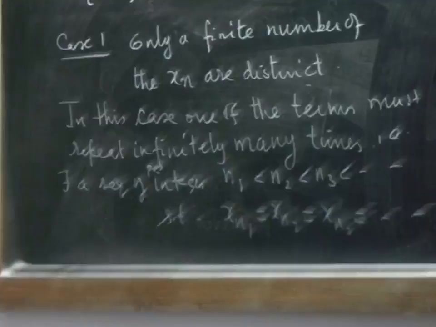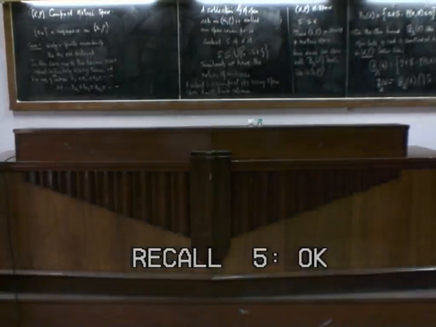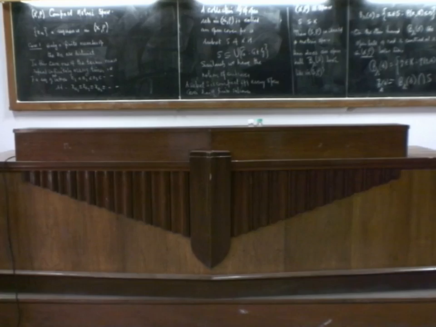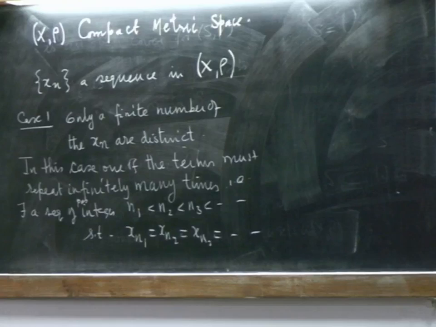It may not be repeating immediately. It will come as the 10th term, then again it will come as the 18th term, again as the 24th term, again as the 32nd term, and so on. But it will go on because it has to come an infinite number of times. Now, what does that mean? If I now take this subsequence xn1, xn2, xn3, xnk, it automatically converges to that common value.